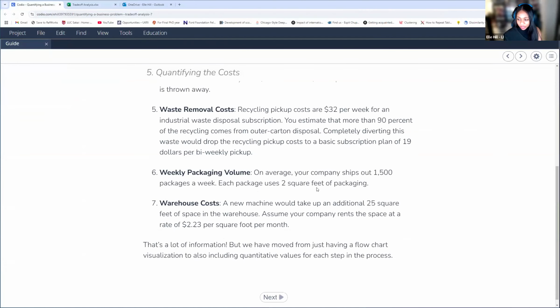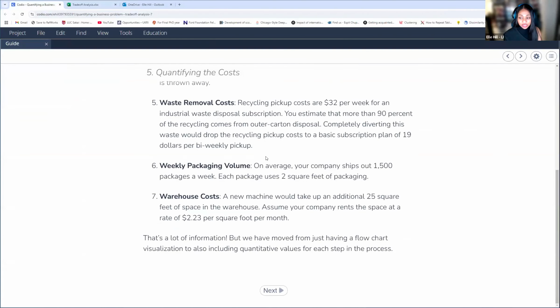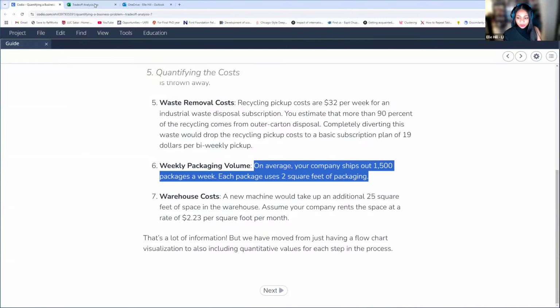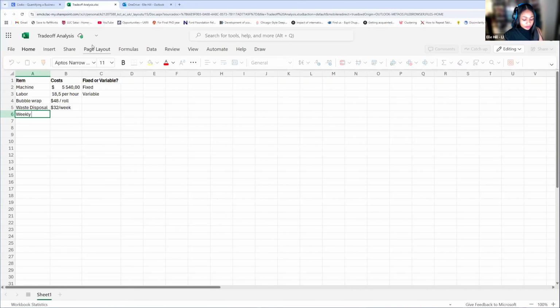And then we're almost here. So this is just good to keep in mind. On average, our company is shipping out 1,500 packages a week. And every package is going to use 2 square feet of packaging. This is just something that I want to take a note of because it's going to be helpful. So let's keep in mind our weekly packing volume. And this is for later.